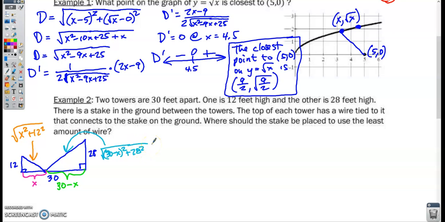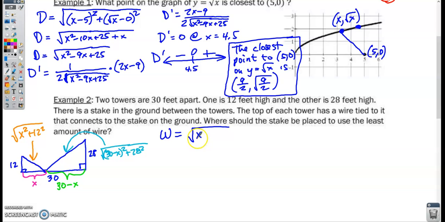Okay, and so those two sides, the orange side and the turquoise side, those are our wires. So that's what we want to minimize. So the next thing we're going to do is write our equation that models this. I'm going to call the length of wire capital W.